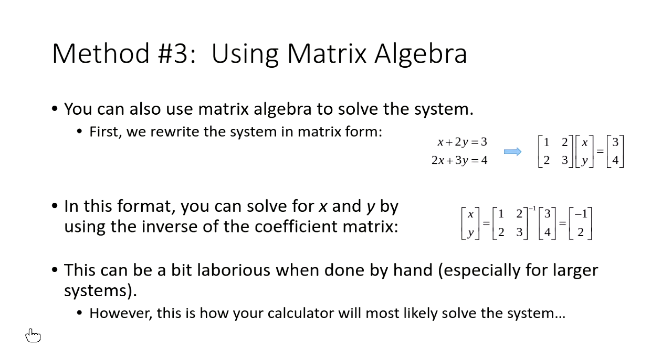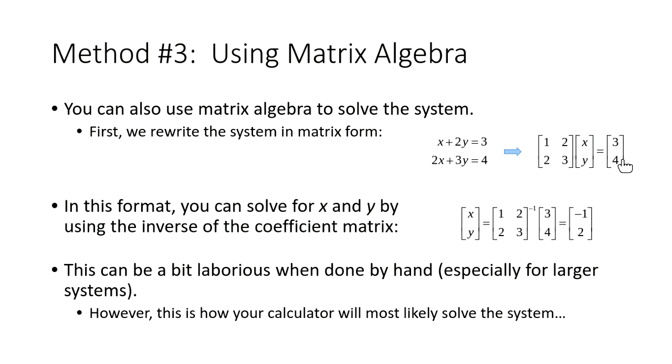All right. You can also use matrix algebra to solve the system. So what you would do is you would rewrite that system in matrix form. And so what I mean by that is you have this square matrix that consists of all of these coefficients here. So the x coefficient's 1, and then this y coefficient's 2. This x coefficient is 2. This y coefficient is 3. And so I have this square matrix here of my coefficients.